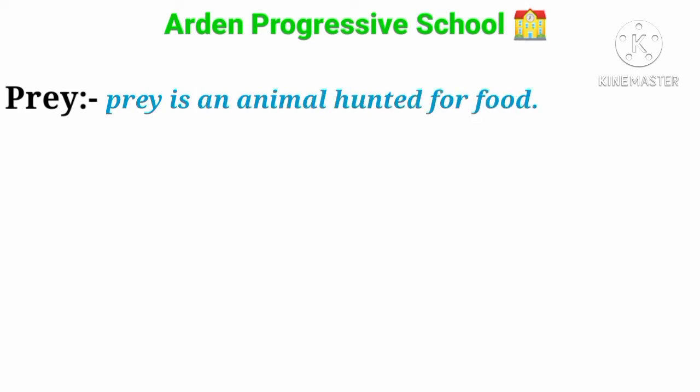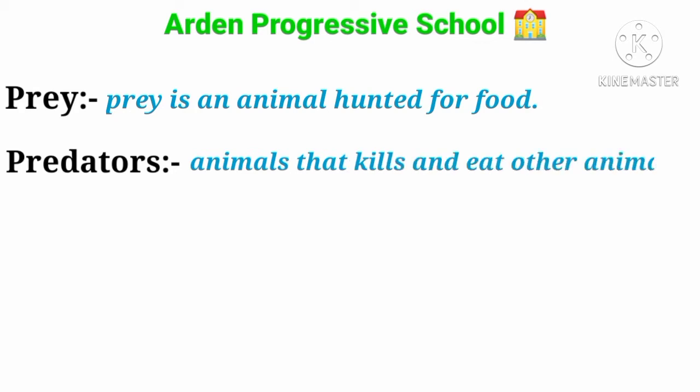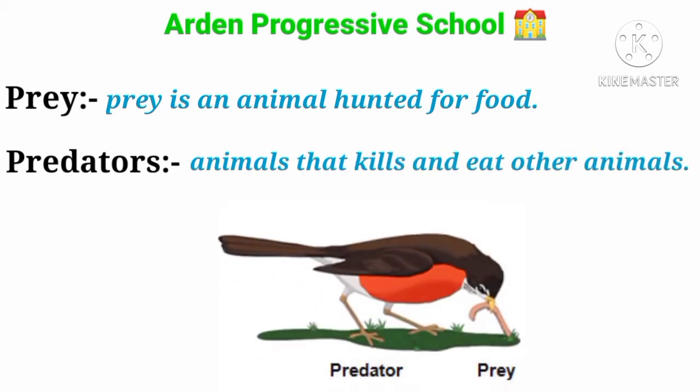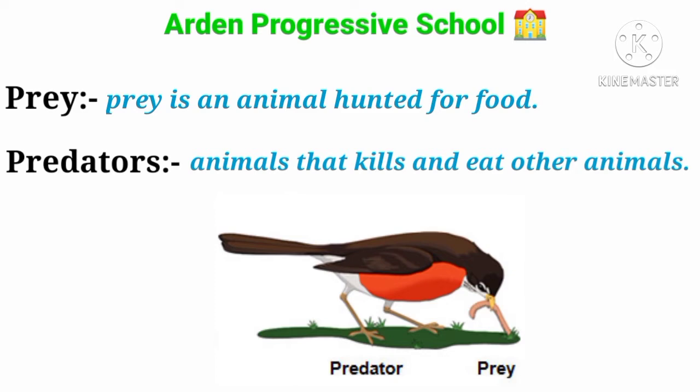Now what is prey? Prey is an animal hunted for food. What are predators? These are the animals that kill and eat other animals. So here the worm is a prey and the bird is a predator.